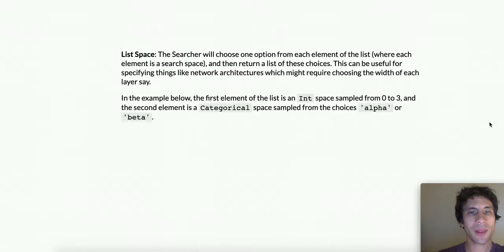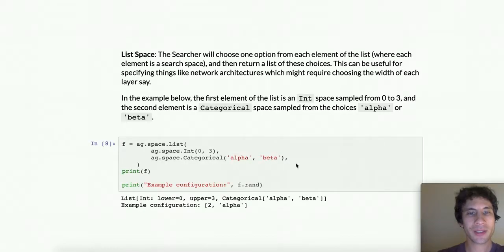In the example below, the first element of this list is an int search space sampled ranging from 0 to 3. The second element is a categorical search space sampled from the choices alpha or beta. We can see a random configuration here corresponds to an integer from this integer search space and a choice from the categorical search space, and these themselves are put together in a list.